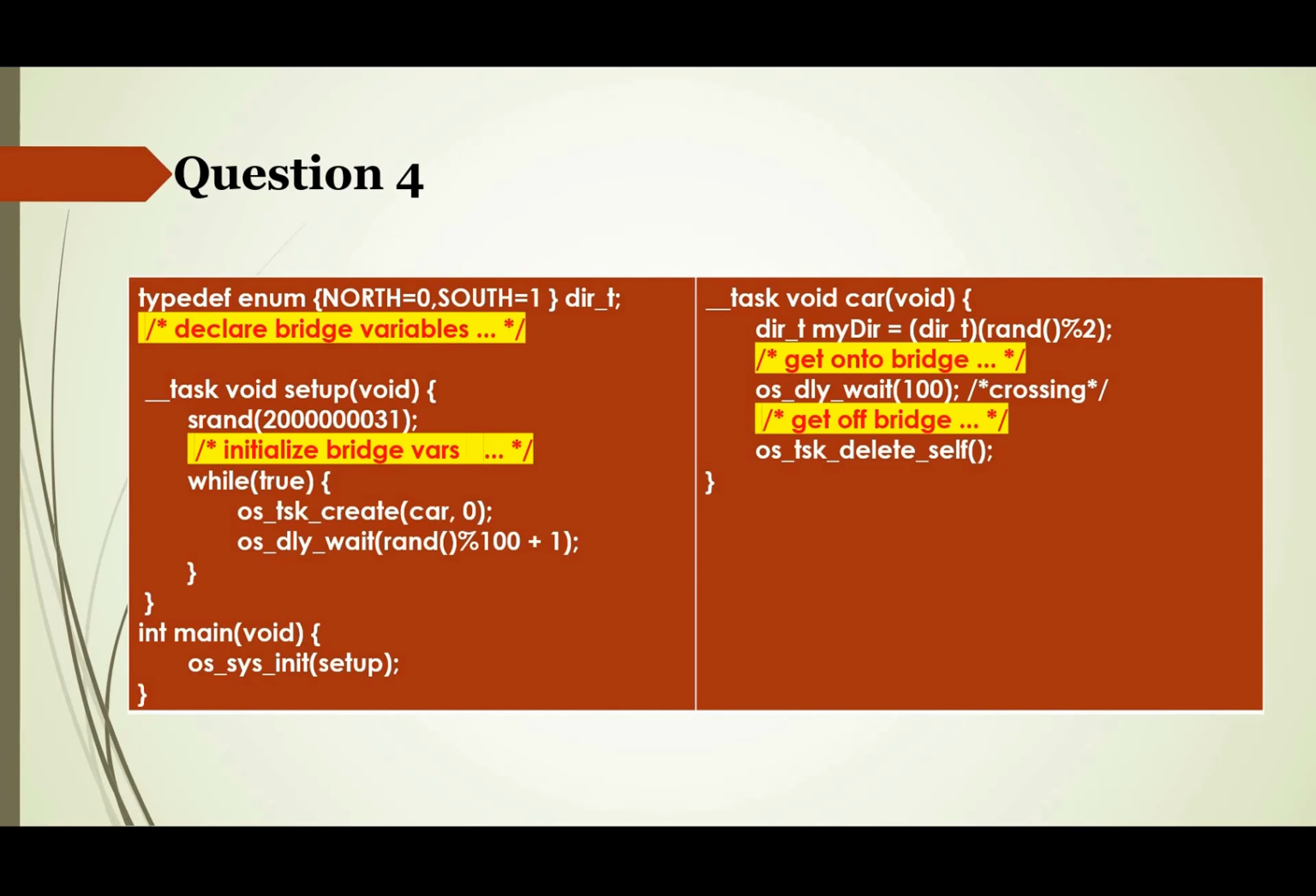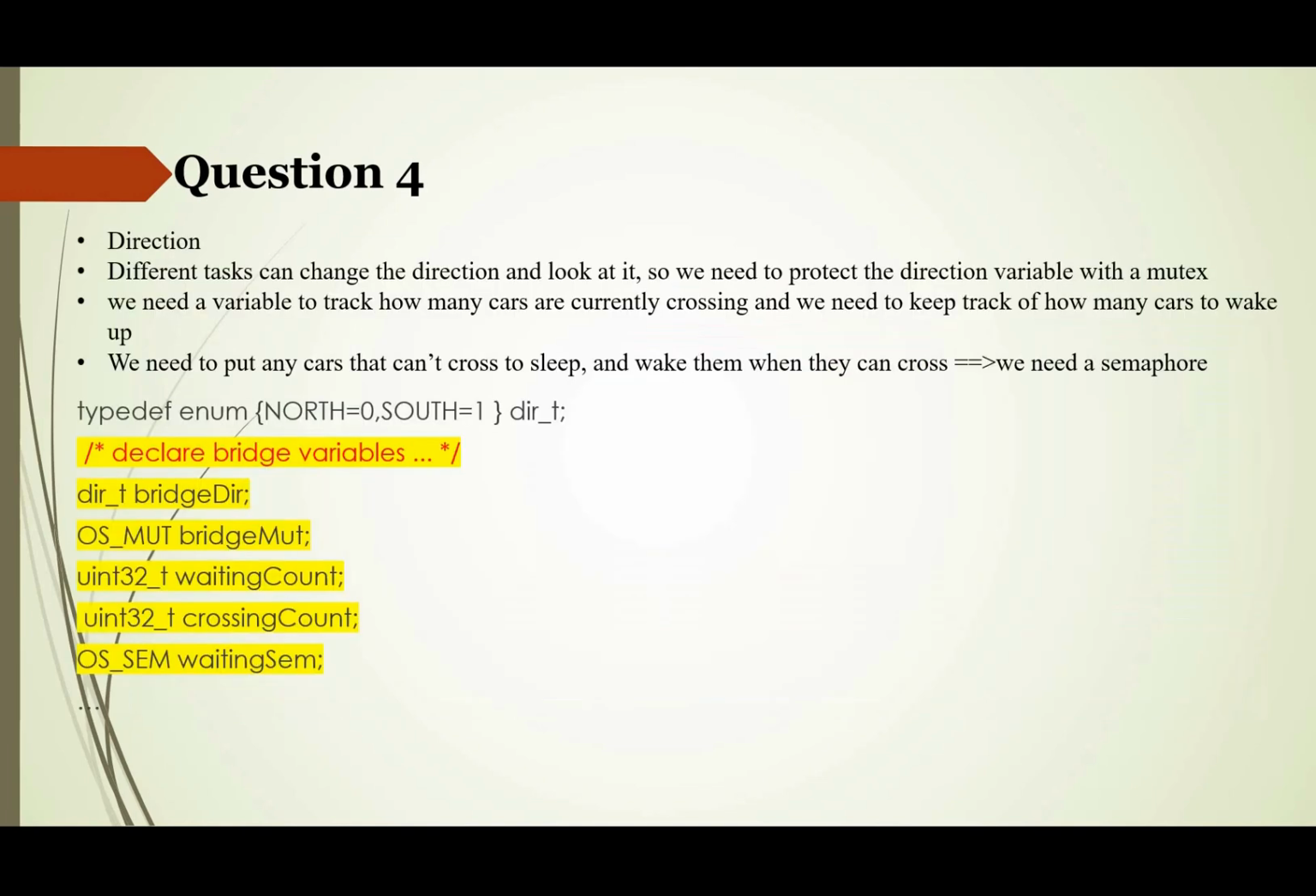As indicated by the question, the cars that are going in one direction on the bridge will block the other cars that want to go to the opposite side from the other way, right? So we need to implement the get onto the bridge function and the get off the bridge function. It's kind of clear and obvious that we need to use a mutex, right? We need to somehow protect the cars that are going in one direction from the other ones. Okay, let's start with declaring the bridge variables.